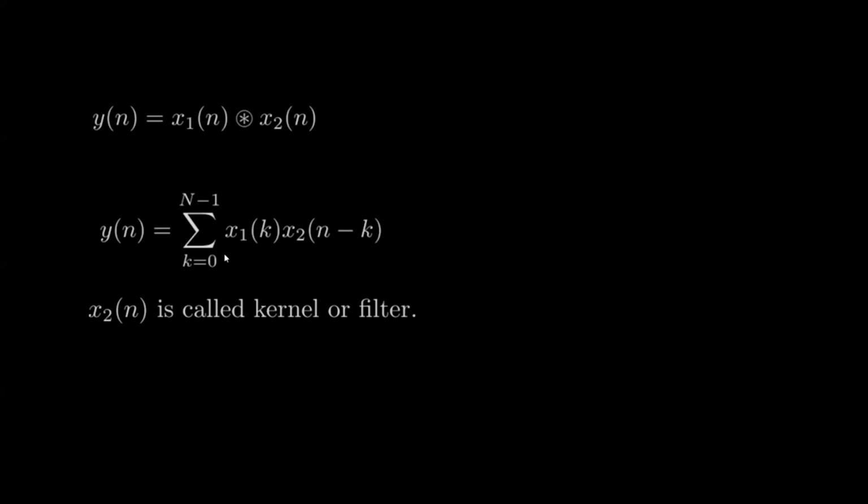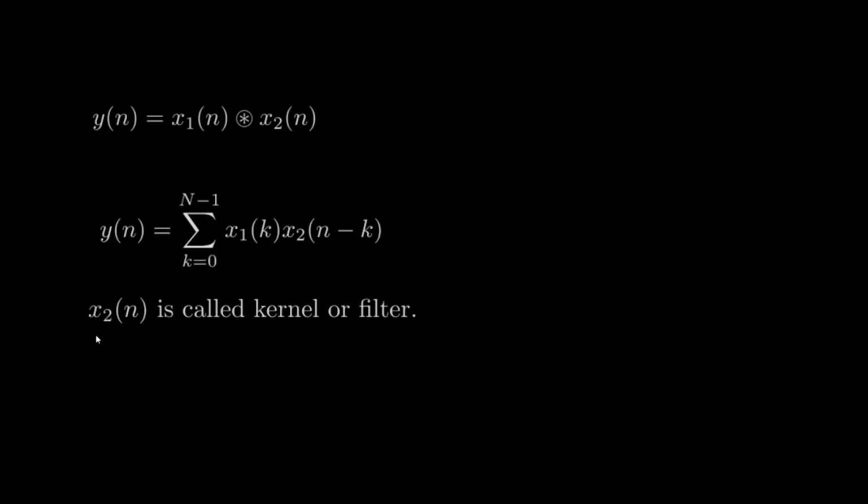These limits tell us how many times x2 of n should be shifted so that it can be multiplied with x1 of n, and the products can be added together. The expression x1 of k multiplied by x2 of n minus k shows that we multiply x1 of n with a shifted version of x2 of n, not with the original unshifted kernel. After performing the multiplication, we add all the resulting values from k equals 0 to n minus 1.